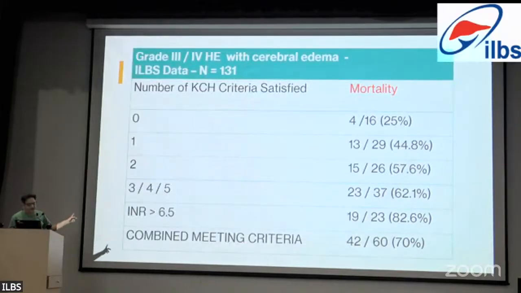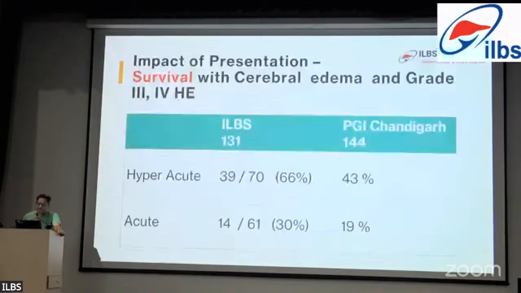Again, this is our own data. And you see the criteria, because I'm coming back to criteria again and again. Even patients who are not satisfying criteria, 1 in 4 die when they are not satisfying any of the King's College criteria. Then if they satisfy one, it is 44%, 2, 57%, 3, 62%. And if you have a single criterion, INR more than 6.5, the mortality is beyond 80%. So these are important things. You can't beat these numbers. These numbers are very important to remember in order to select patients for transplantation as well. And again, as I emphasize, hyperacute doesn't mean that everybody is going to survive.